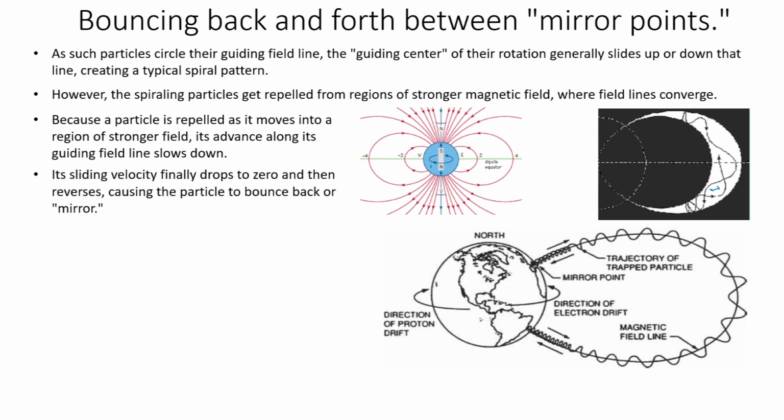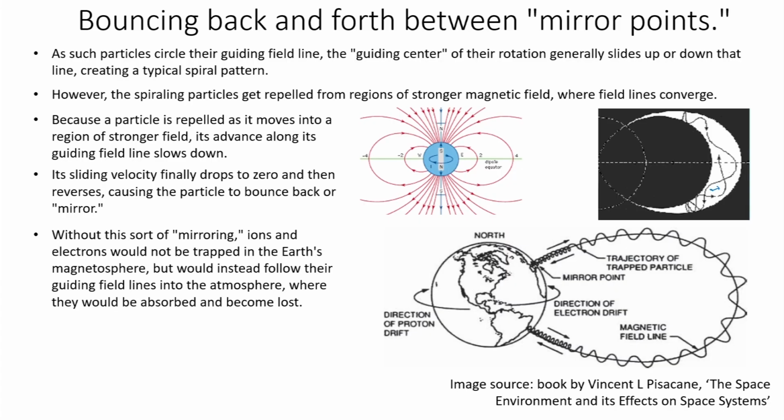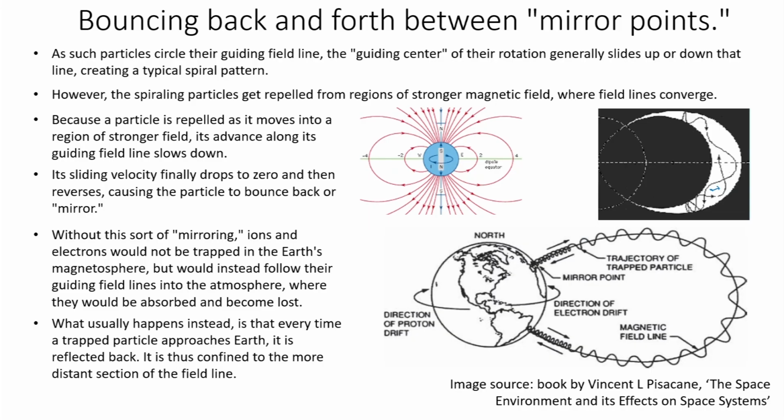Where the intensity of the magnetic field is more, these points are called the mirror points, and because of this mirroring effect, these charged particles are trapped. Otherwise, instead of flowing along their guiding lines, they would have entered the atmosphere, where they would have been absorbed and lost. What usually happens is that every time a trapped particle approaches the Earth, it is reflected back, so that it is confined to the more distant section. That is why it is confined to this section.